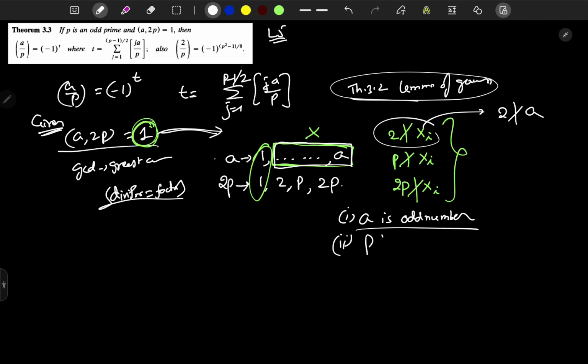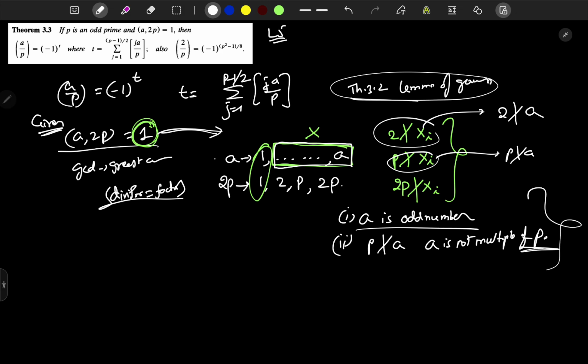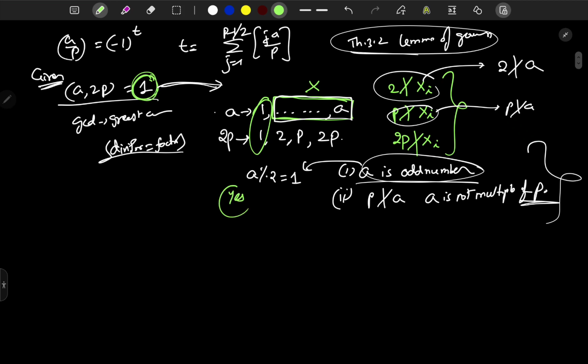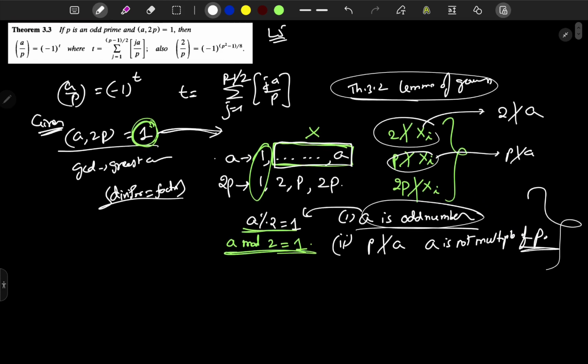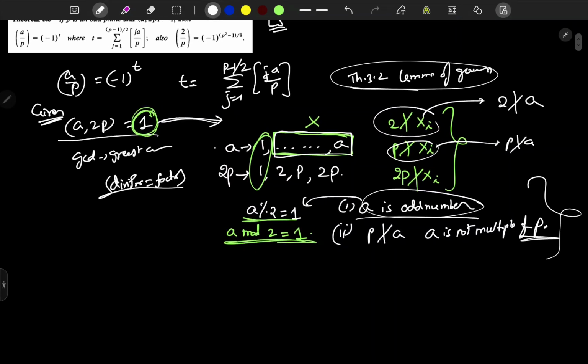And the next one is that p doesn't divide a. That means a is not a multiple of the prime number p. This is what we can derive. Since a is an odd number, can I write a mod 2 equals 1? Yes, right. Mod means modulus. For every positive odd number, when we take mod 2, it will always give 1. Keep this in your mind.